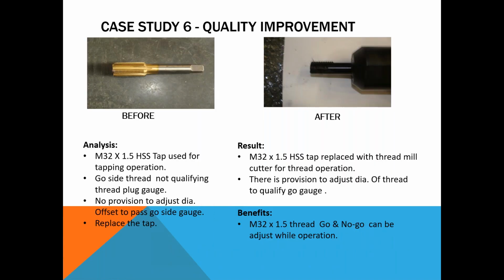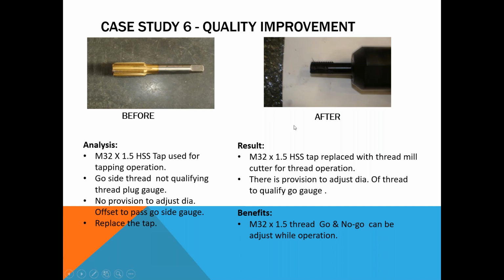Now there is a case study for quality improvement. Sir, forget cost, there is a very big problem in quality. So this is also saving here. They used to use this M32 into 1.5, the big job; a 32 into 1.5 tap was being used. So what happens is, after 2-4 jobs, the go gauge no longer goes. I have no other way than to replace this tap. The tap is very costly because it is a big M32 tap.